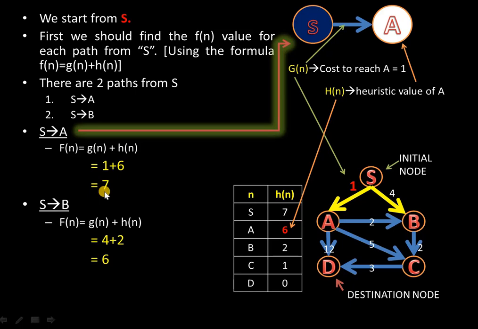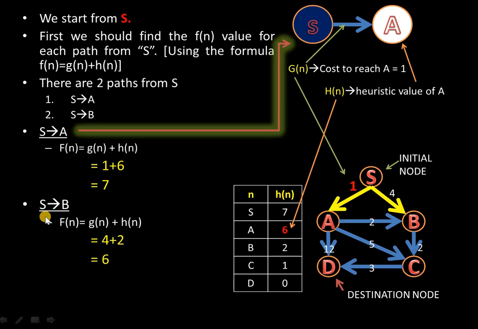I think it's clear to you. So finding s to a, f of n value is g of n plus h of n. G of n means the cost value from s to a, and that is 1 here. And we are writing 1 plus h of n, the heuristic value of the node. Heuristic value of which node? Not s. It is the heuristic value of the node a, that is 6. We are adding 1 plus 6 and we are getting 7.